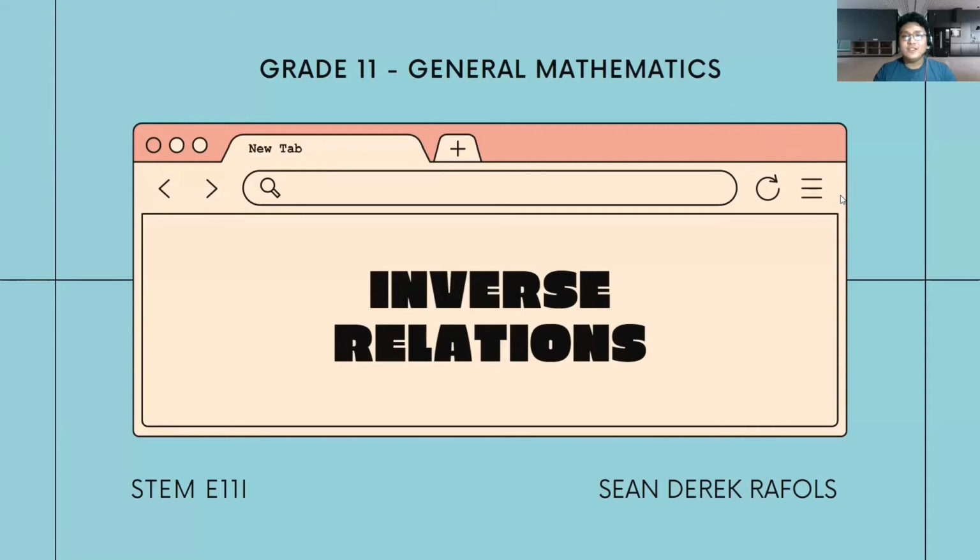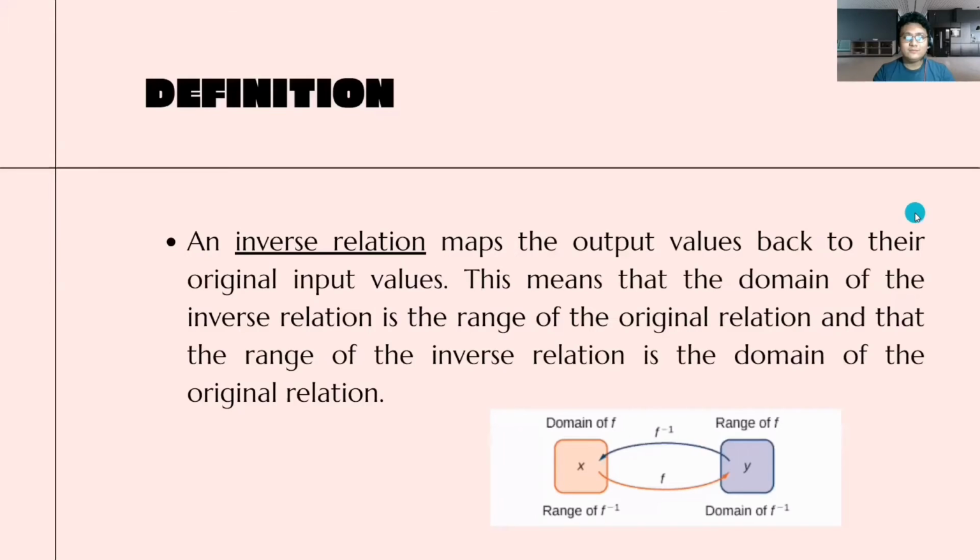First, let's know the definition of an inverse relation. Definition: an inverse relation maps the output values back to their original input values. This means that the domain of the inverse relation is the range of the original relation, and that the range of the inverse relation is the domain of the original relation. So in other words, an inverse relation is a set of ordered pairs which are obtained by interchanging the first and second elements of the ordered pairs of the given relation.